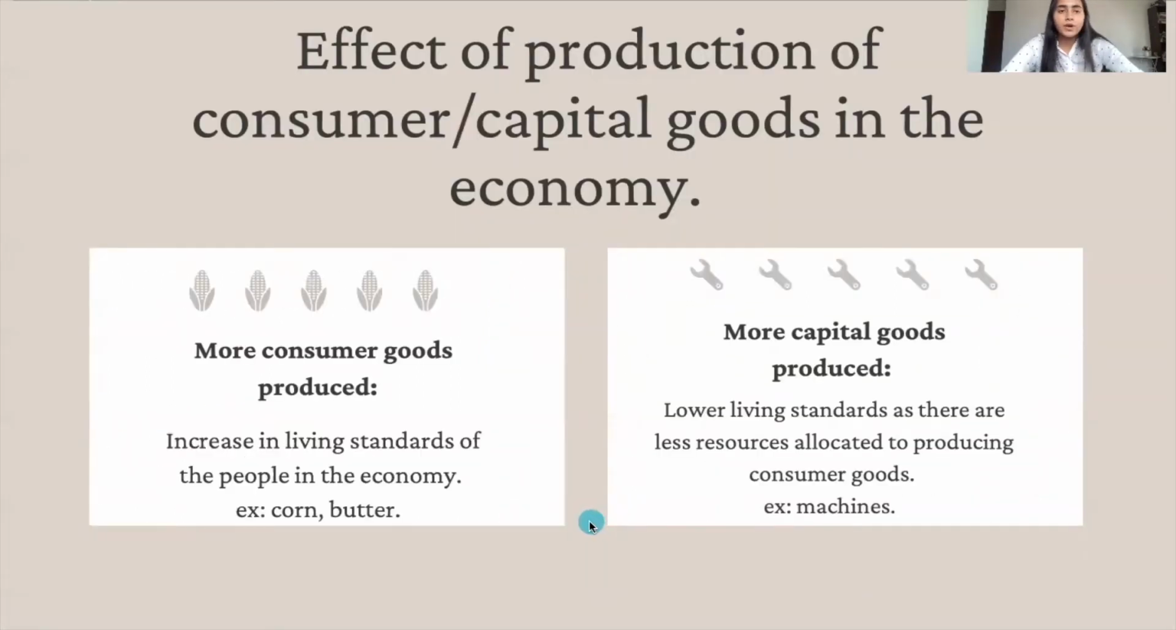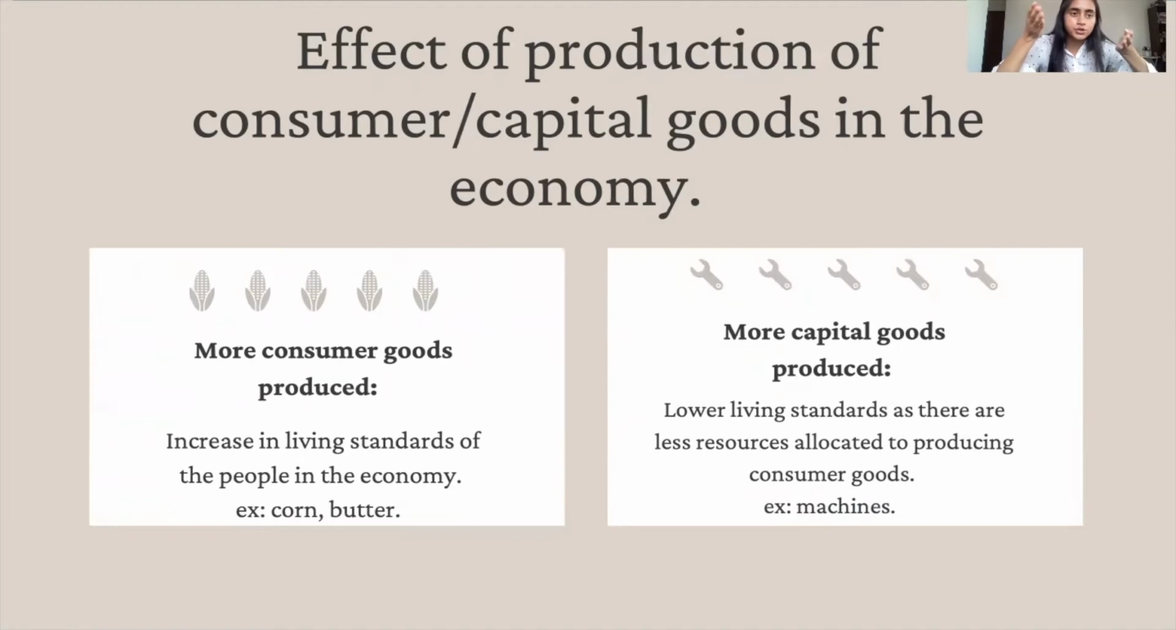So to make the point even clearer, the effects of production of consumer or capital goods in the economy are as follows. When you produce more consumer goods, there is an increase in living standards of the people in the economy. Consumer goods examples are bread, butter, houses, anything basically that we use. Clothes could be a consumer good as well. So those kinds of goods which are beneficial for consumers are called consumer goods, and they improve living standards.